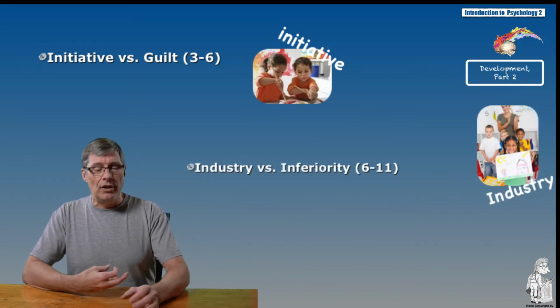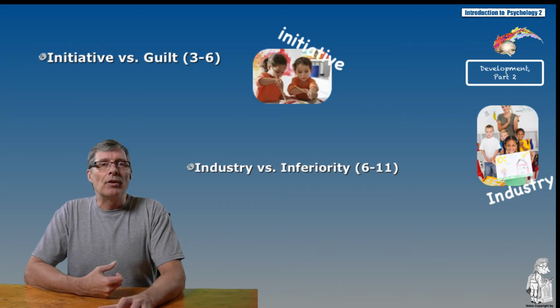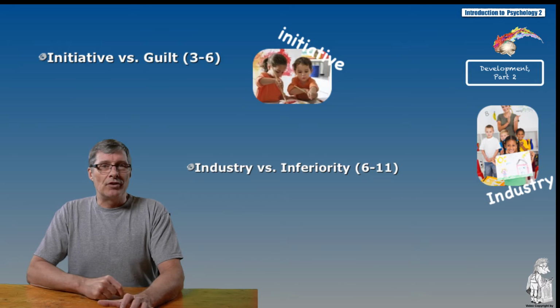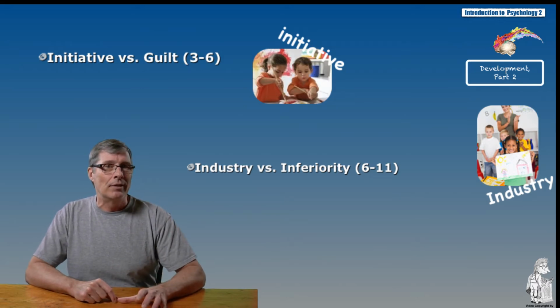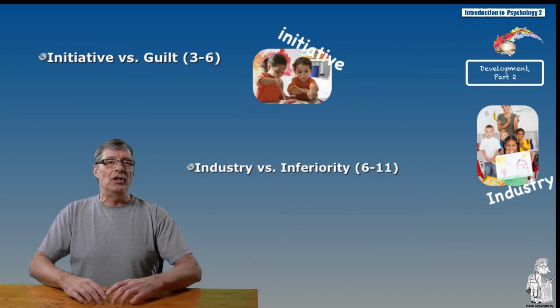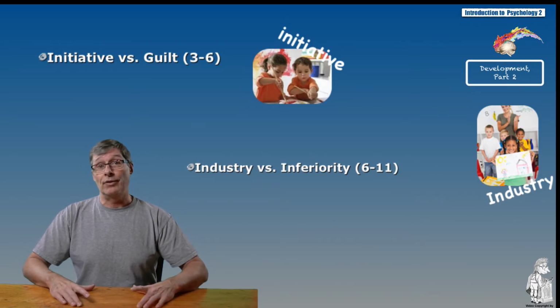The fourth stage is industry versus inferiority. And here school-age children are gaining competence and then developing a self-esteem in relationship to everybody else.